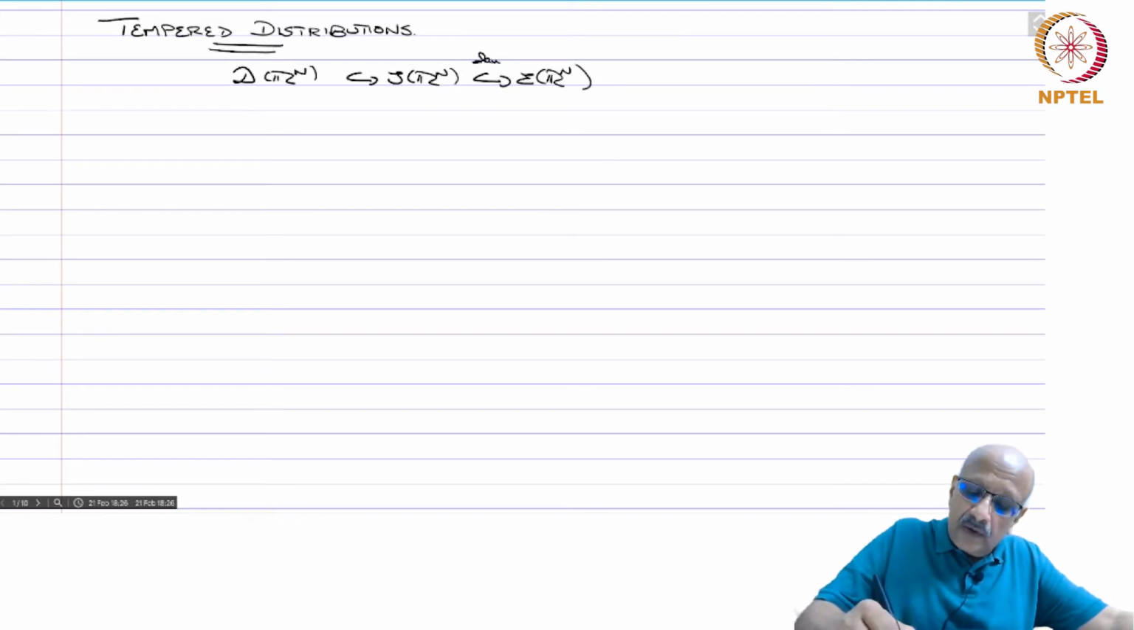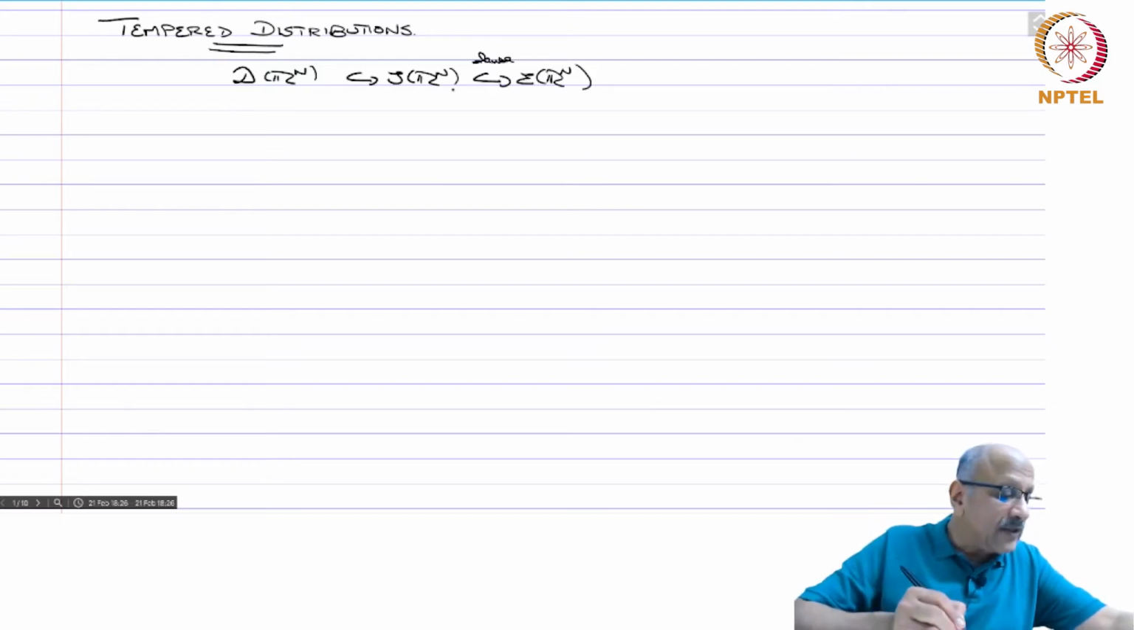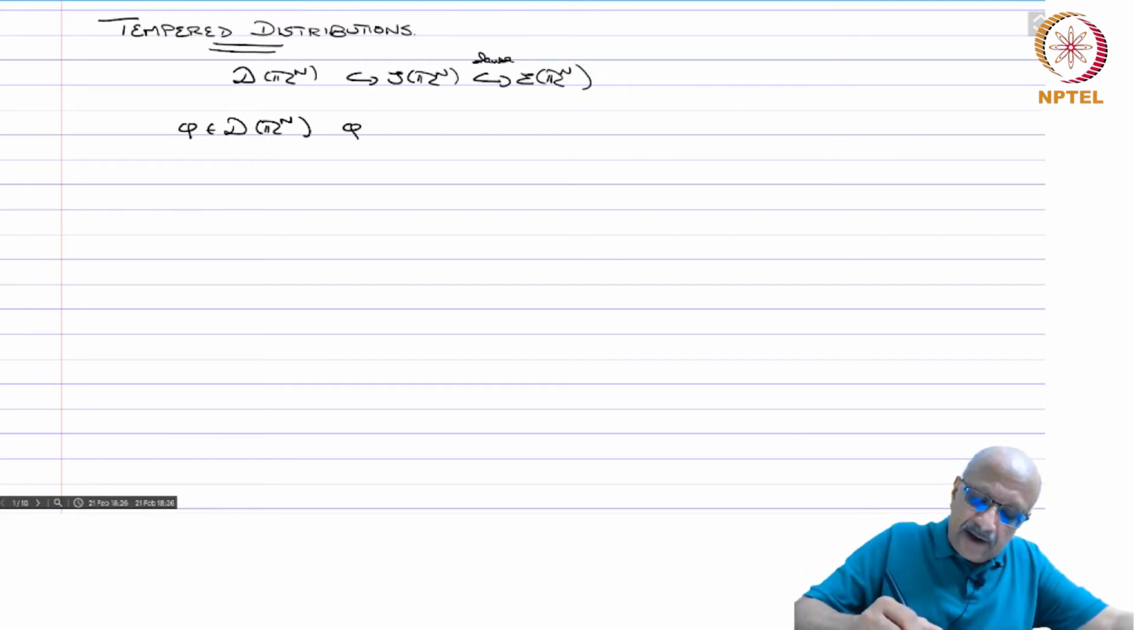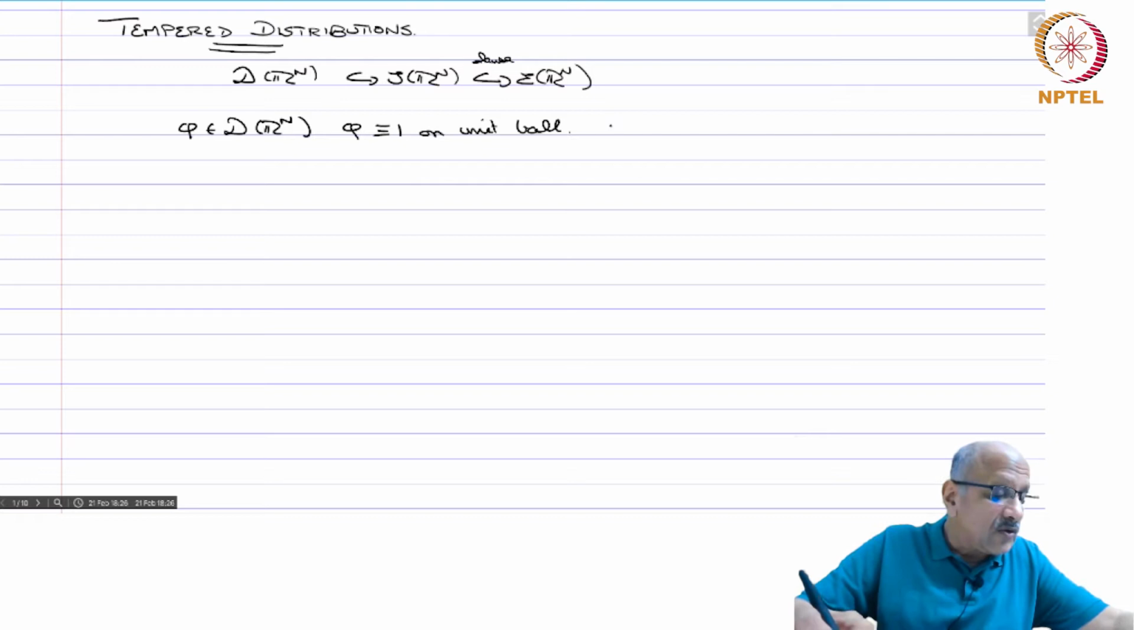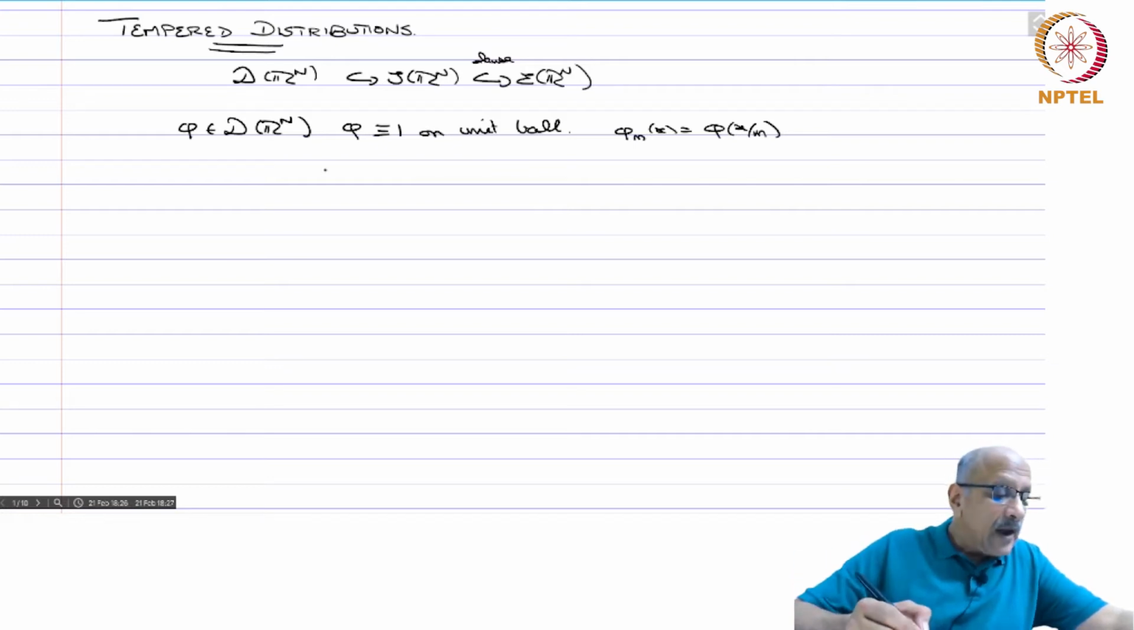And this we know is dense, S of Rn, because D of Rn is dense in E of Rn. D of Rn is also dense in S of Rn. Suppose you take phi in D of Rn and you take phi identically 1 on the unit ball with center at the origin, of course, and you set phi m of x equals phi of x by m. Then phi m will be identically 1 on the ball of radius m.